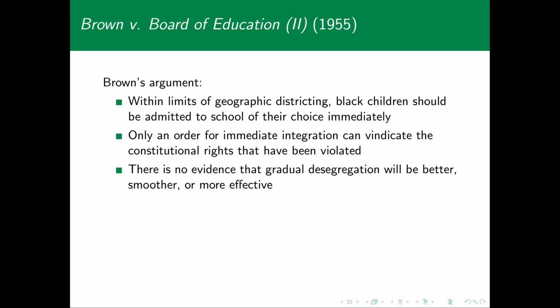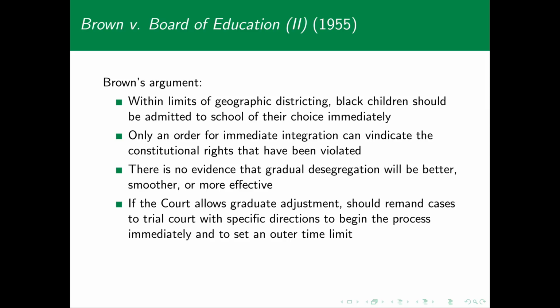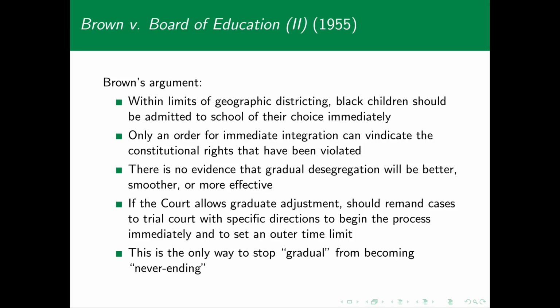They say if the court allows that gradual adjustment, then instead of making a decision as a whole, they should send cases back down to the district courts with very specific directions on how the process should begin. And they need to set an outer time limit. They need to say something like, you've got to be desegregated by 1957, or whatever the time might be. They say this is the only way to stop gradual from becoming never-ending. They're worried that particularly the southern states are going to say, yeah, we're working on it, we'll get there, when then all of a sudden it's 1996 and they're still working on it. That's what they're afraid of here.